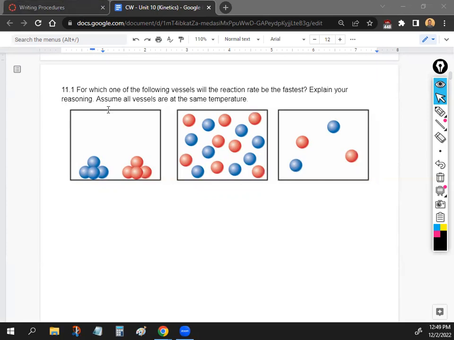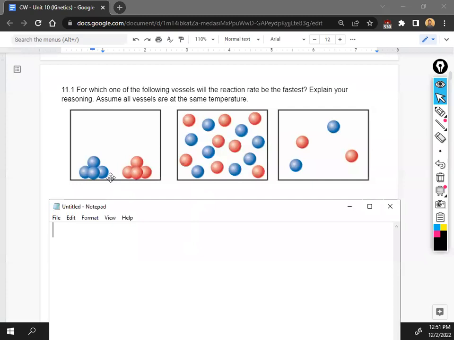But I want you guys to try answering 11.1 as concisely as possible, okay? So I want you to try answering this in 1 sentence, using the information that we learned. Which of these vessels will have the fastest reaction rate? You can just label them as 1, 2, and 3, and we're going to assume they're at the same temperature. Okay, let's take about a minute to do that.